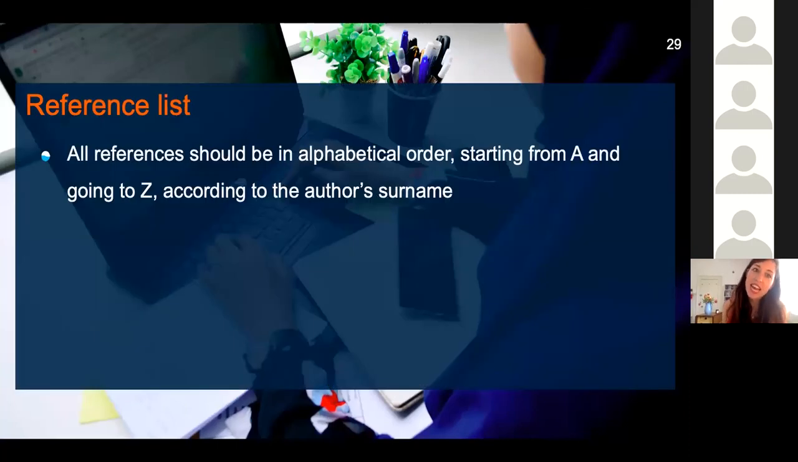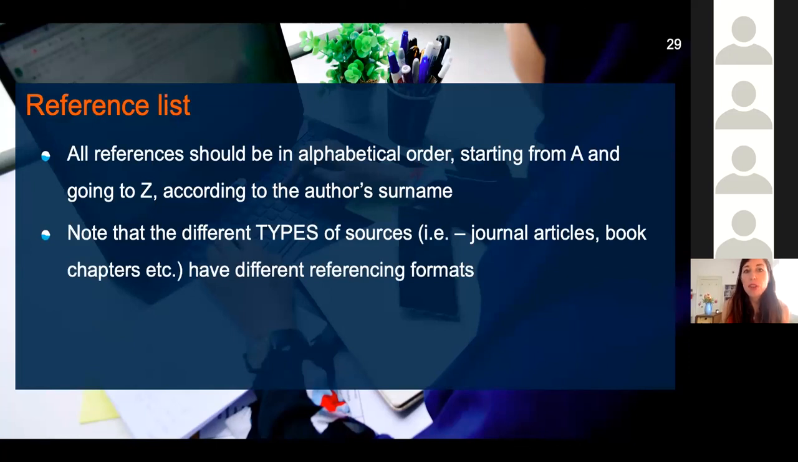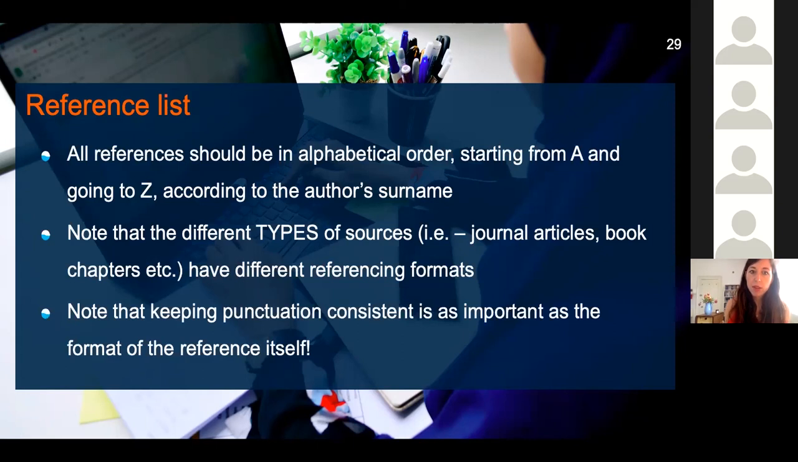The reference list then: all references should be in alphabetical order, from A to Z, according to the author's surname. Note that the different types of sources, journal articles, book chapters, etc., have different referencing formats. So make sure that you check how a book chapter is referenced, how a journal article is referenced, and that you're following the formulas for each type. Keeping punctuation consistent is as important as the format of the reference itself. Both are important to ensure you're referencing correctly and consistently.